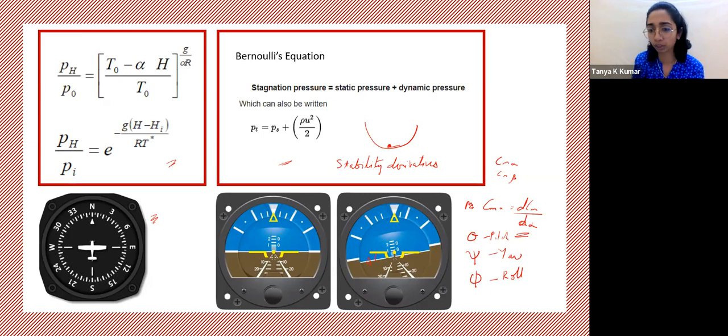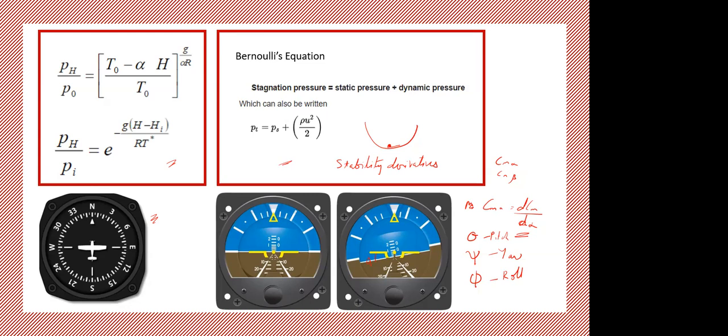When you bank, you roll. What happens is if you roll right, you also have a yaw component that occurs. You can't just roll, right? So you'll also yaw. So all of those quantities contribute towards banking. We will come to that later on in the course, but as of now, you can take it to be the same.